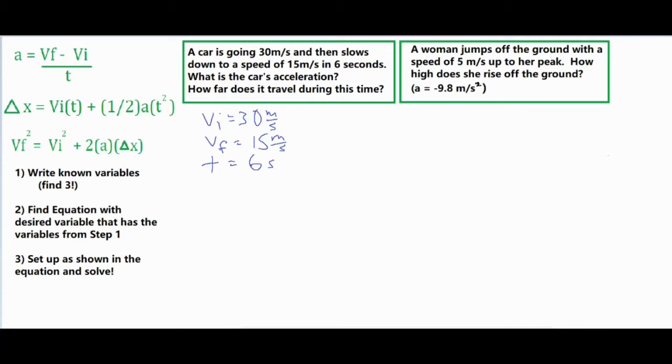What is the car's acceleration and how far does it travel during this time? So it's also important to write down what you're looking for. So I'm looking for acceleration first, and then I'm going to be looking for a delta x second.